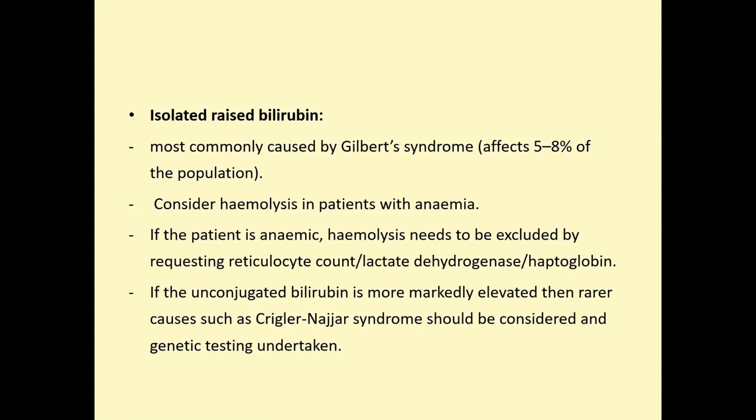So this Gilbert syndrome is common. You consider hemolysis, and also you consider hemolysis in a patient with anemia. If the patient is anemic, you consider hemolysis. Maybe there's some hemolysis. This needs to be excluded. So you go for other pathology testing, reticulocyte count. You can do LDH in your lab. You can do haptoglobin to see whether it's because of hemolysis or not. So whenever you see an anemic patient, rule out hemolysis by asking for other investigations, LDH.